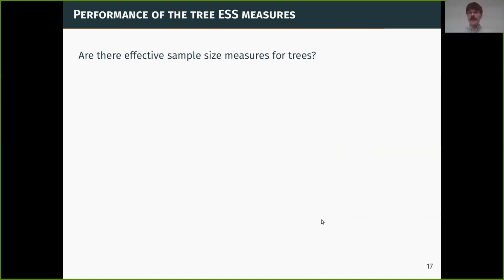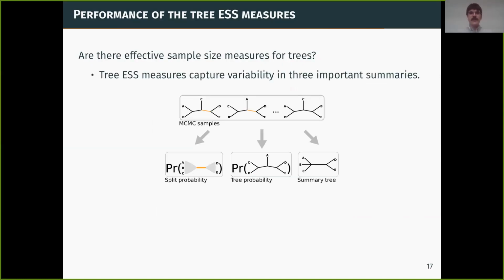So, are there effective sample size measures for trees? I would say yes. Specifically, there are tree ESS measures which can capture the variability in three important quantities: split probabilities, tree probabilities, and summary trees. One caveat is that the performance of all of these estimators we tested is best when the ESS is large, over 500. When the ESS is smaller, we get some bias in our estimates. We tend to underestimate the ESS, and the variability is much worse. So these do capture the Monte Carlo variability, but they do so best when the ESS is large, which shouldn't be a problem because your effective sample size should be big anyways.